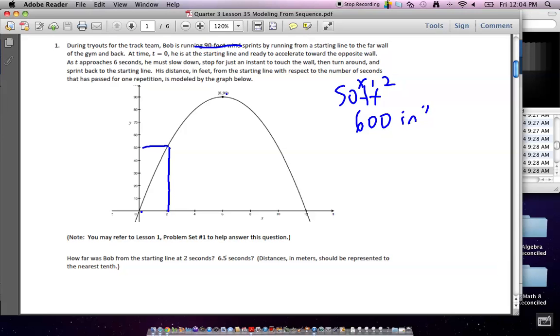Okay, now, there's a total of 600 inches, and I need to divide that by 39.37, and whatever 600 divided by 39.37 is, is going to give you your answer. I believe they say here round to the nearest tenth. 15 and 24, so it's 15.2.